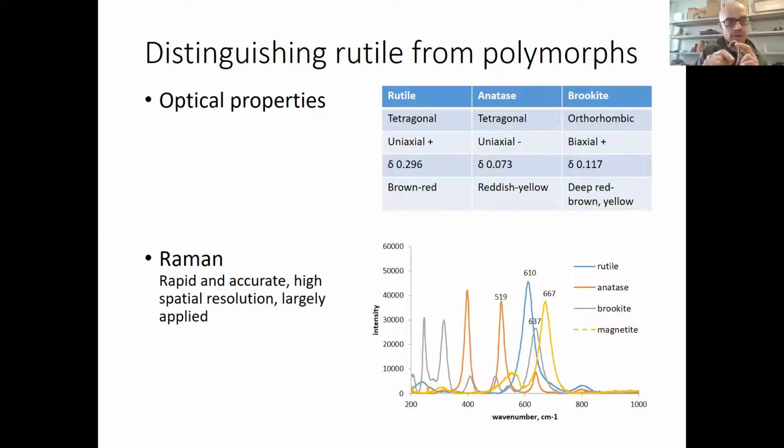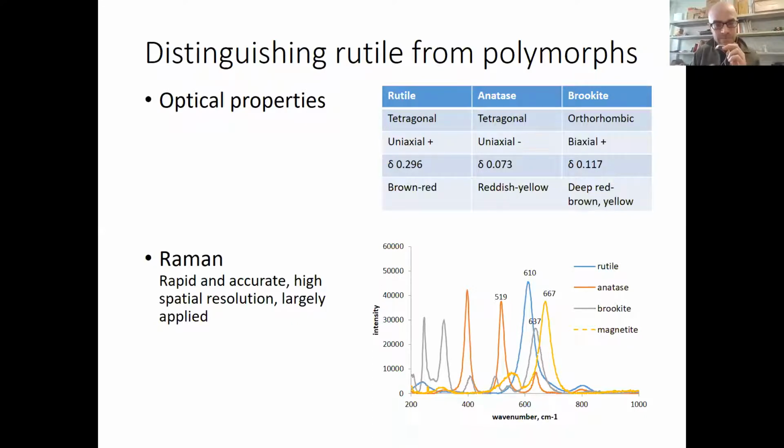Okay, so how do we distinguish the different polymorphs? We can use the optical properties. As you can see here in this little table, rutile is, for example, uniaxial positive, whereas anatase is uniaxial negative. Brookite is biaxial, and there's a difference in birefringence, and the absorption color is always a little bit brown, red and yellow, which somehow masks the birefringence. So it's not that easy to distinguish them in thin section, for example.